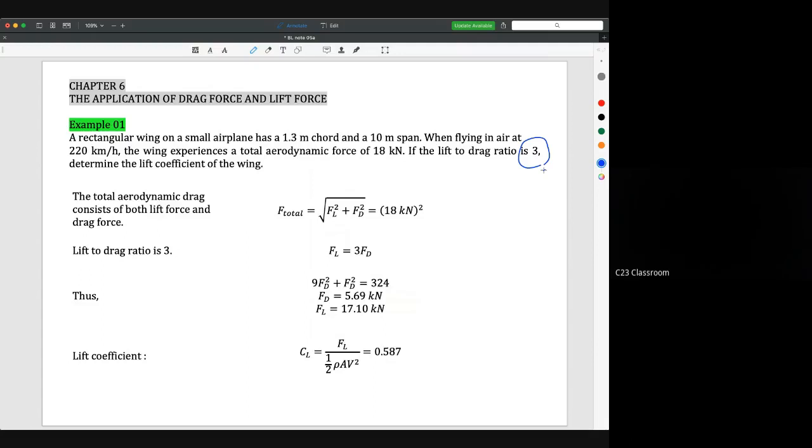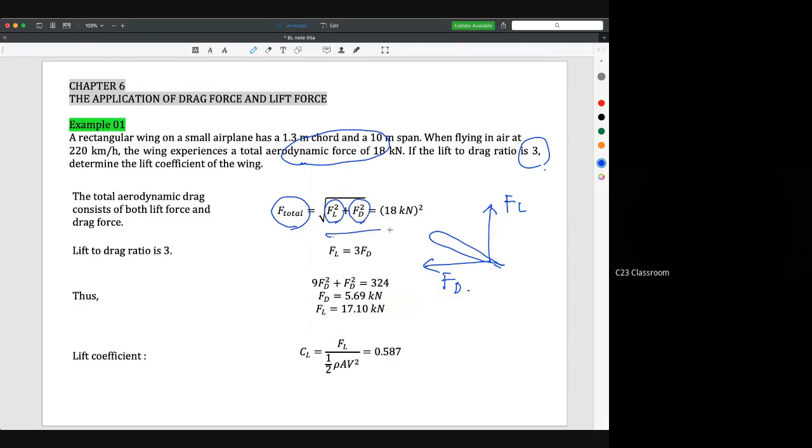So we know from the first introduction of chapter 6 that if we have an airfoil like this one, we could divide it into two basic component forces, which are the lift force and the drag force. Then we could say that the total aerodynamic force here, 18 kilonewton, can be written as the total force, which includes the lift force and the drag force.